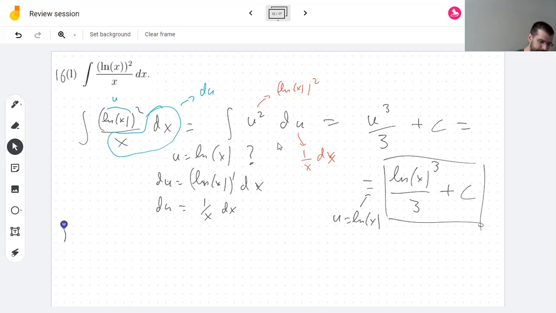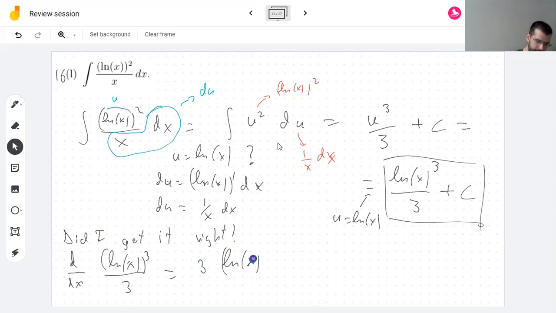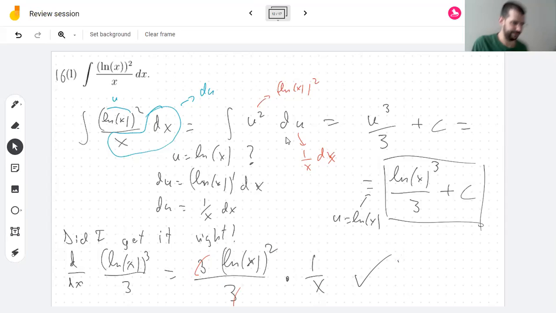So was this the right answer? This is an integral, so I should check. I take the derivative of what I got, and I'm supposed to do the derivative of the outside. Oh, I literally just did this one, derivative of log cubed. Derivative of the outside times derivative of the inside. The threes cancel out, and I got the original function. Oh, wow. That's how I feel.